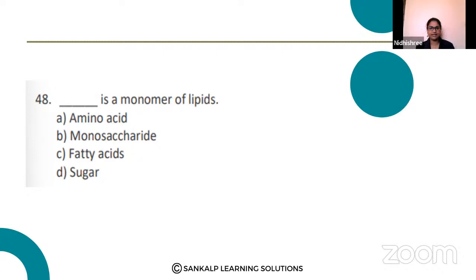Monomer of lipid. Monomer, single unit of lipid. So here amino acid is a monomer of protein. Monosaccharide is a monomer of carbohydrate. Sugar is an example of a carbohydrate. Fatty acid is a monomer of lipid. So the right answer is option C, fatty acids. Fine.